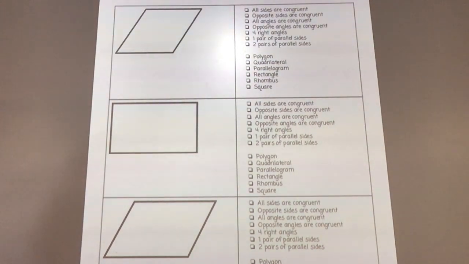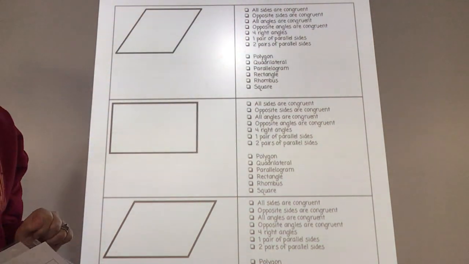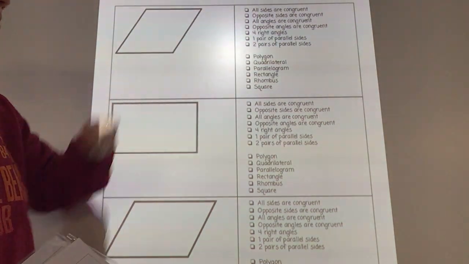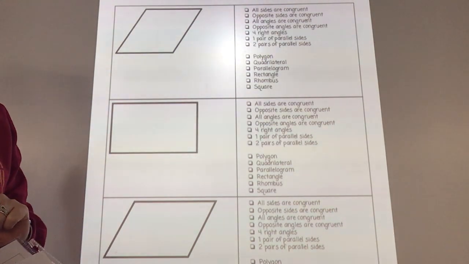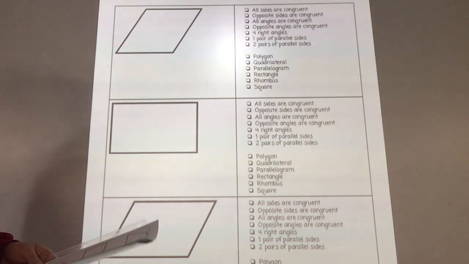All right, we are going to check off or put a little X or color in each box that applies to this shape. If something does not apply to this shape, you're going to leave it blank. Okay? Let's go through this first one all together.